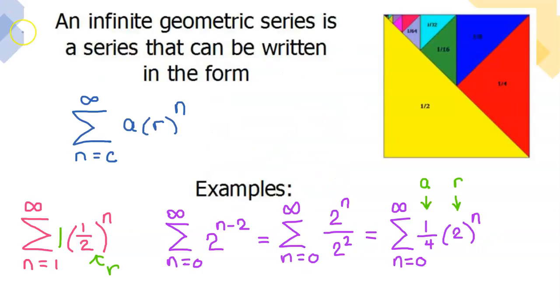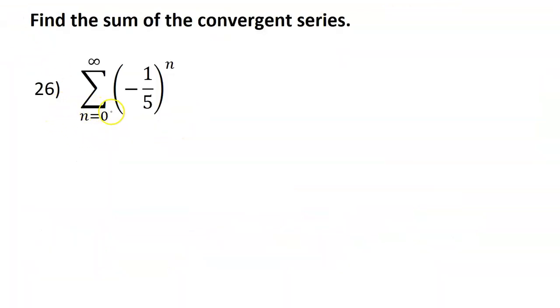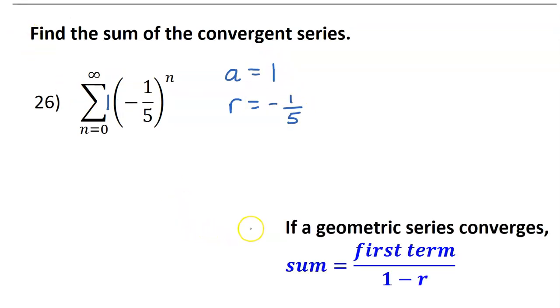In the previous lesson, we learned that a geometric series is one that can be written in the form the sum from n equals c to infinity of a times r to the n power. Notice that number 26 is a geometric series with an a value of 1 and r is negative 1/5. We have learned that if an infinite geometric series converges, the sum is equal to the first term divided by 1 minus r. In this case, the first term is a0 because we are starting from n equals 0.